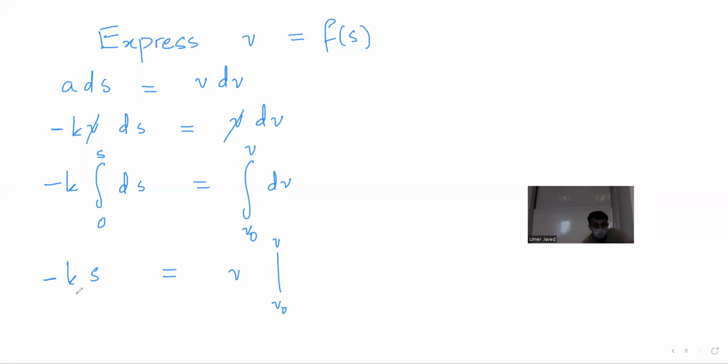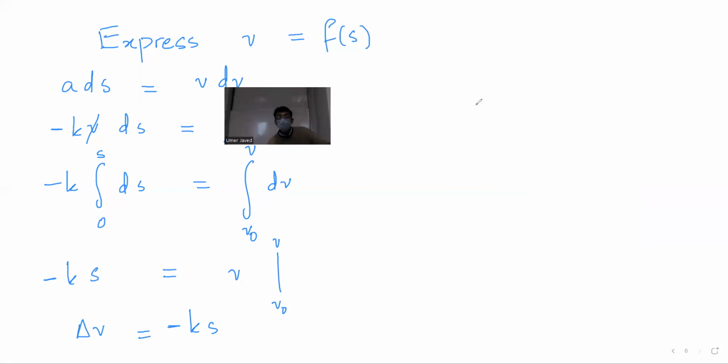So delta V, yes, you are right. Thank you. Good. Minus K. Done. So plot, why don't you make a plot? Okay, let me help you. What is the plot I want? I want a V on the y-axis, and I want an S on the x-axis.